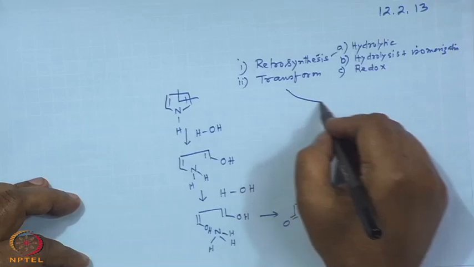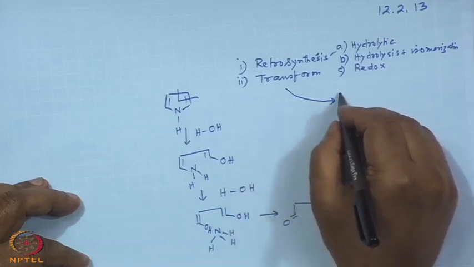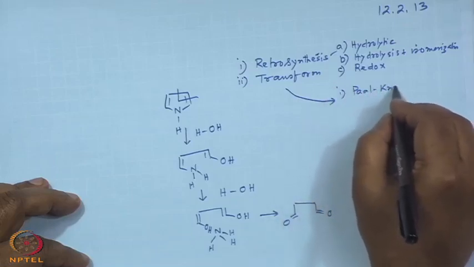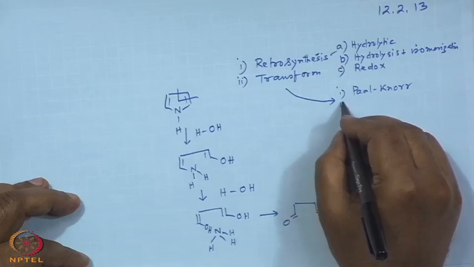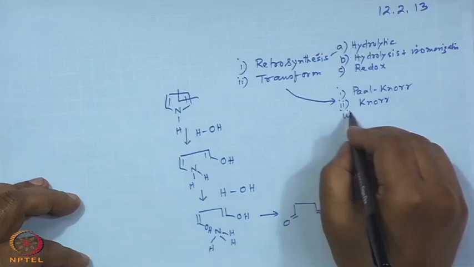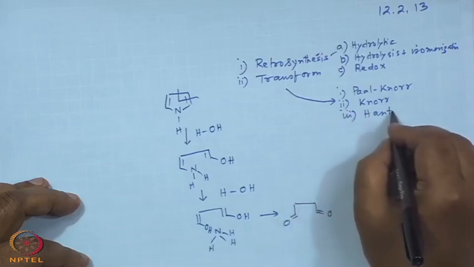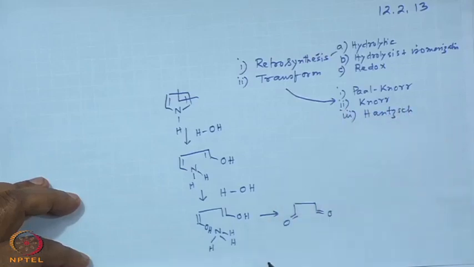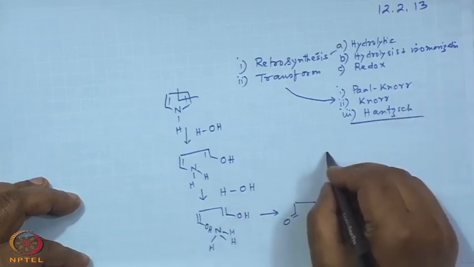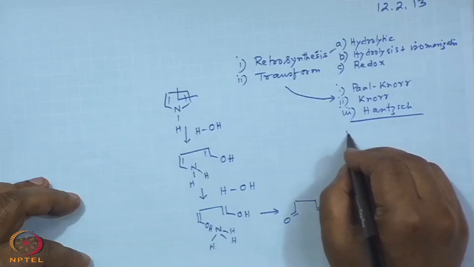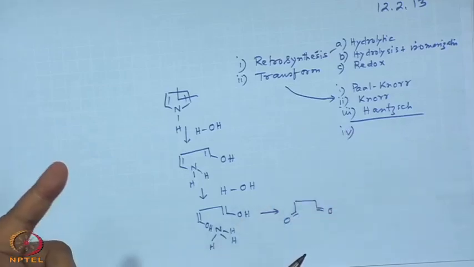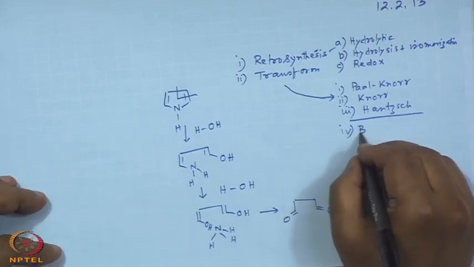Now, if you go to the transform based, I think we have already talked about, right. The conventional ones are Paal-Knorr, and the next one is probably Knorr, and the third one is Hantzsch. These are the 3 conventional ones, and the latest ones, I think we will start from the 4th one, then we will go back if the time permits.